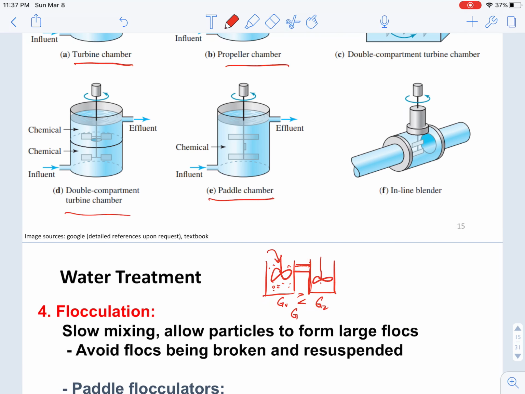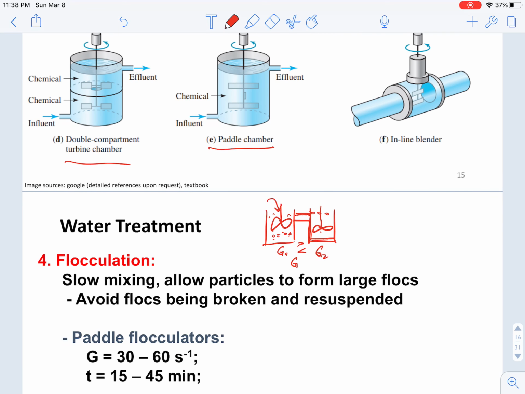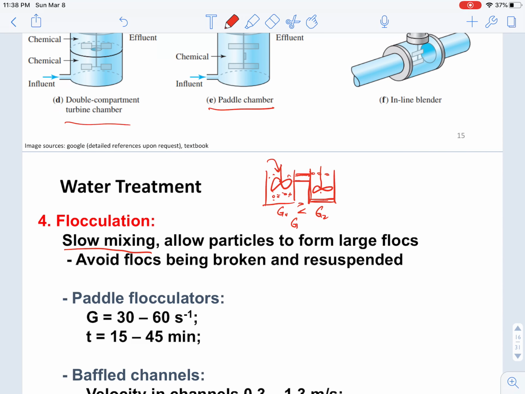This is mainly because once coagulation takes place, we form larger flocs. For these larger flocs, we don't want to use a very high turbine speed because it's very easy to resuspend or break these flocs, and then they get suspended in the water again. We want a slower speed so that they can use their gravity to settle down to the bottom of the chamber. So we use a slower mixing and allow the particles to further form larger flocs, and this slower mixing also avoids the flocs being broken and resuspended.